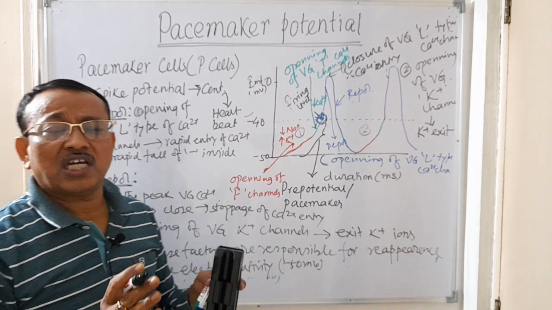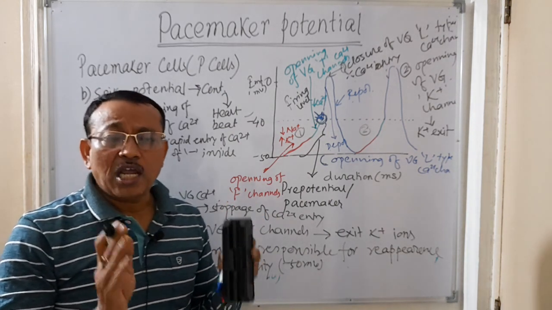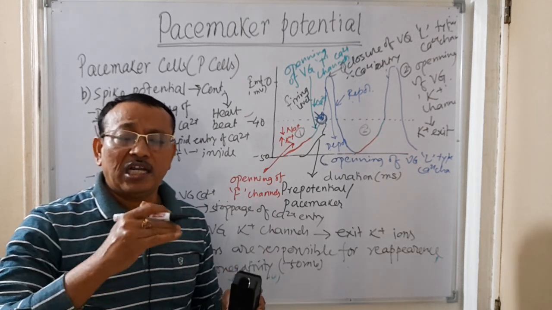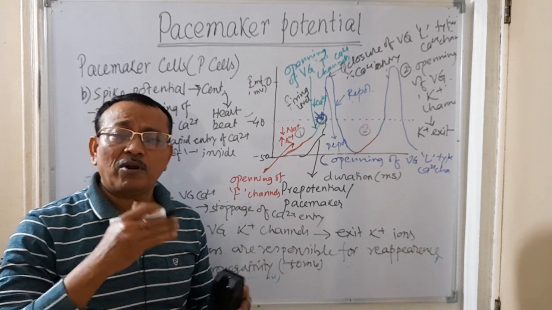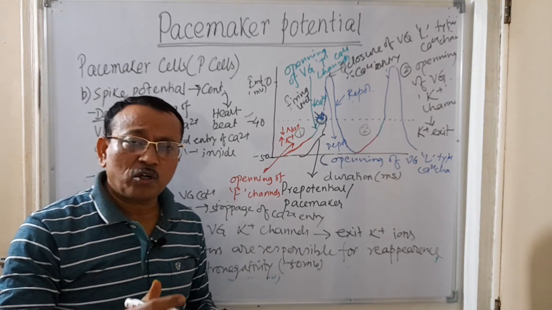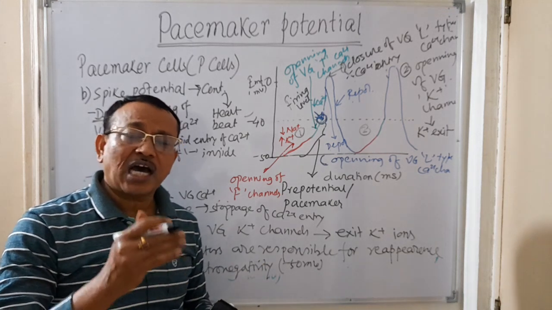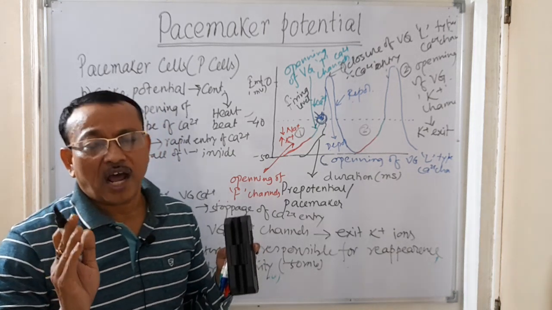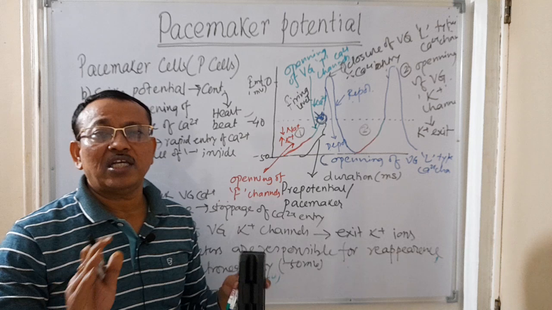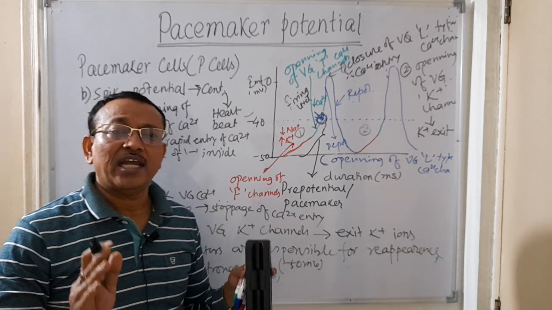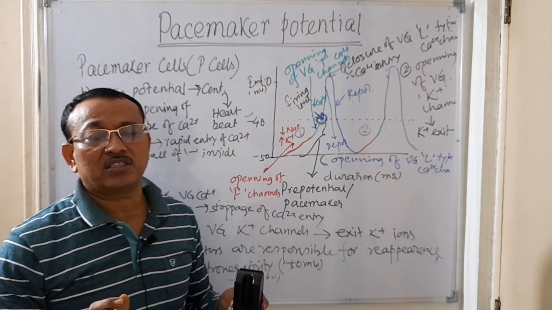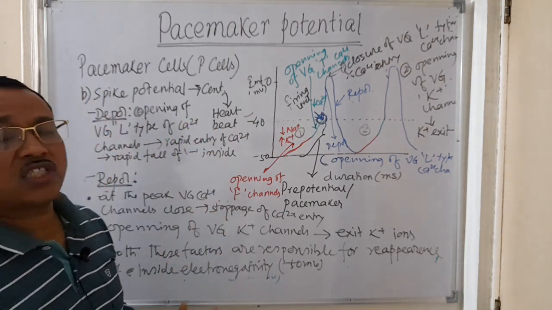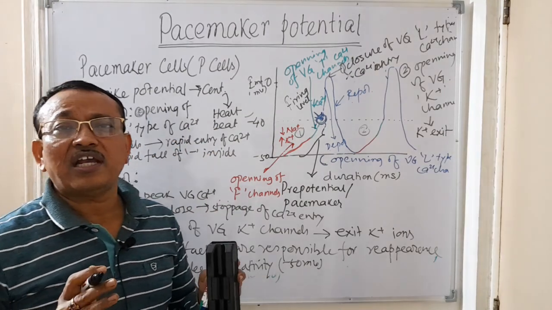So the prepotential type of membrane potential is responsible for automatic development of the action potential, and this ultimately is responsible for contractions of the heart automatically without requiring any external stimulus. I hope the concept of the pacemaker potential is very, very clear to you.